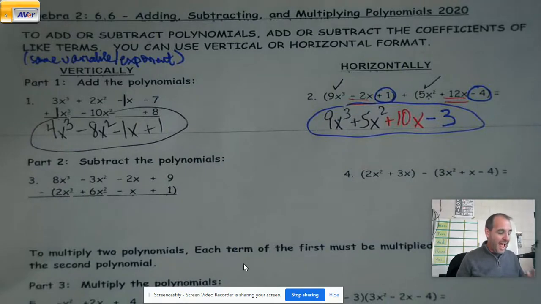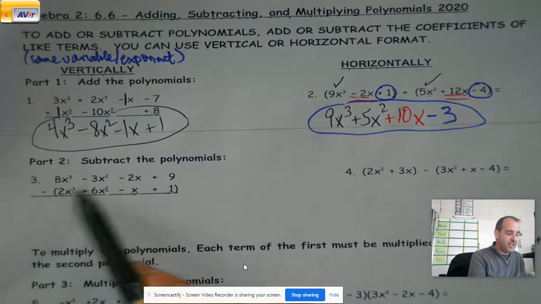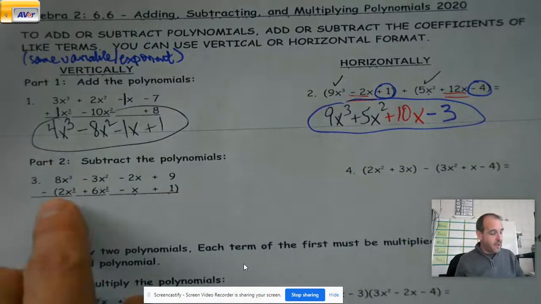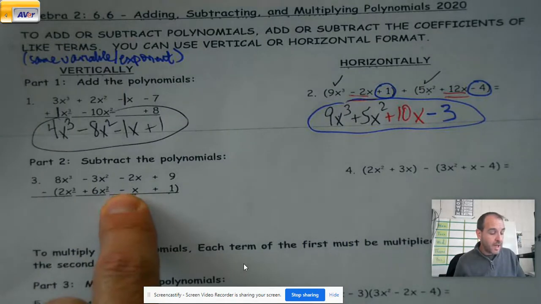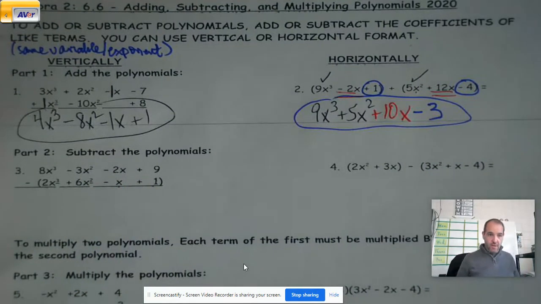I can't stand this way, and here's why. It gets to be tricky because basically all this minus is doing is changing the sign on all of these. Now, if you remember that as you're doing, that this is minus 2x to the third, this is minus, that's plus, and this is minus, that's fine. If I'm forced to do vertically, here's what I normally do.